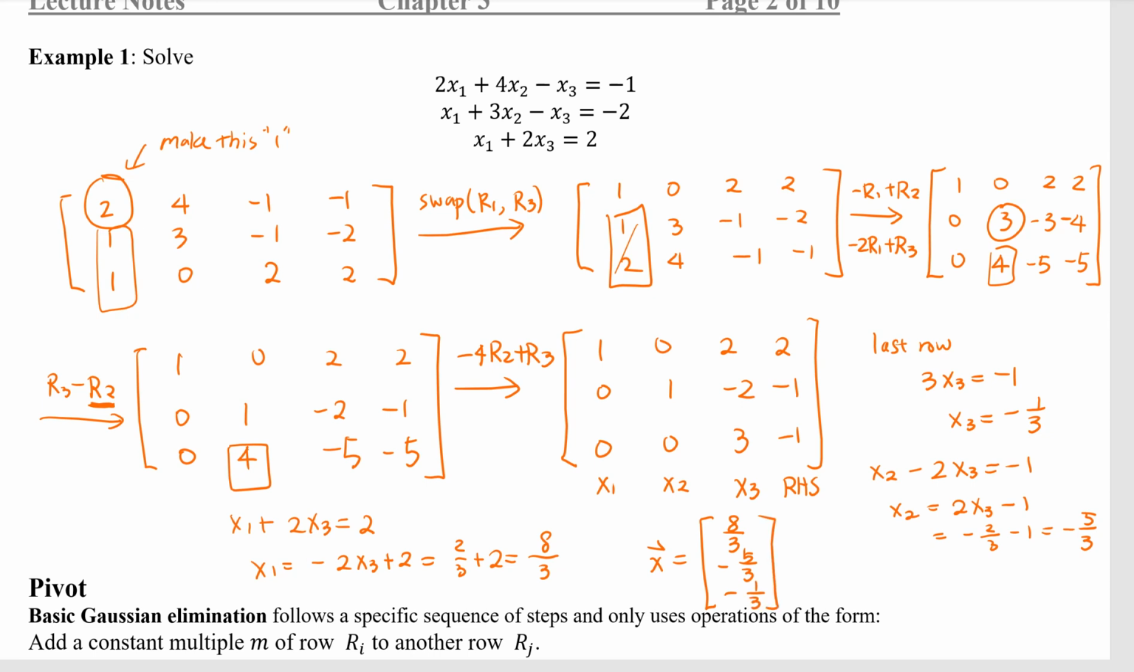So far, so good, everybody? So this is how we solve the system using Gaussian elimination.